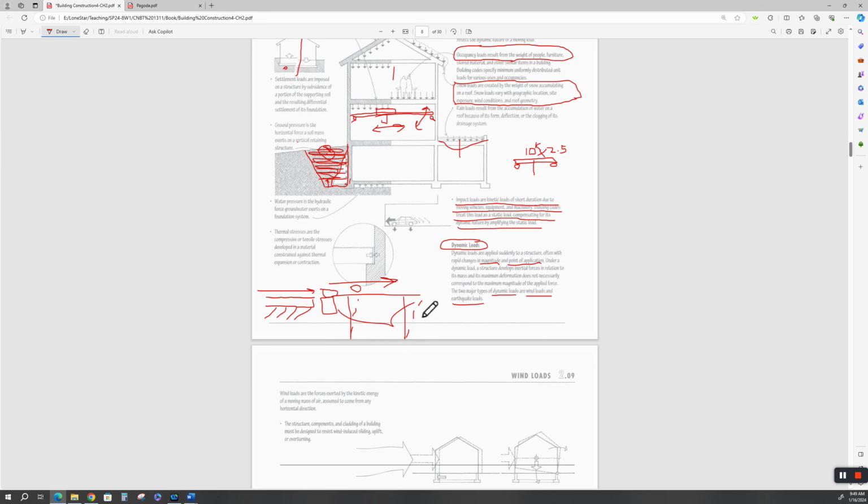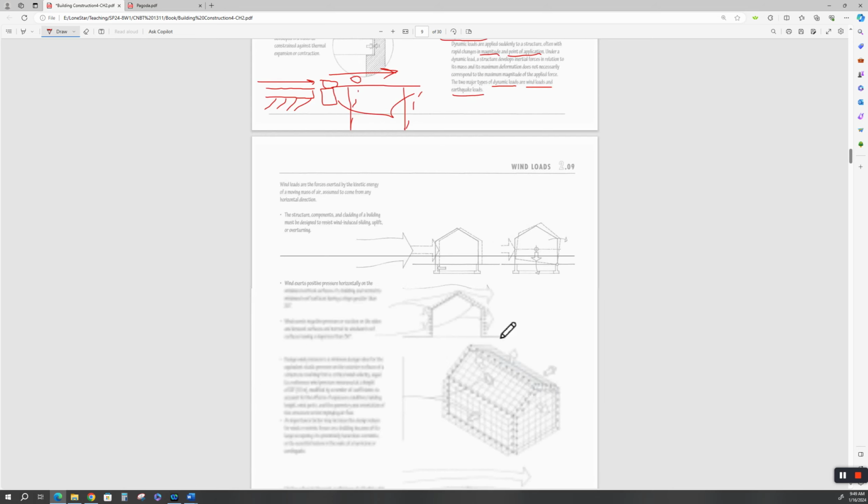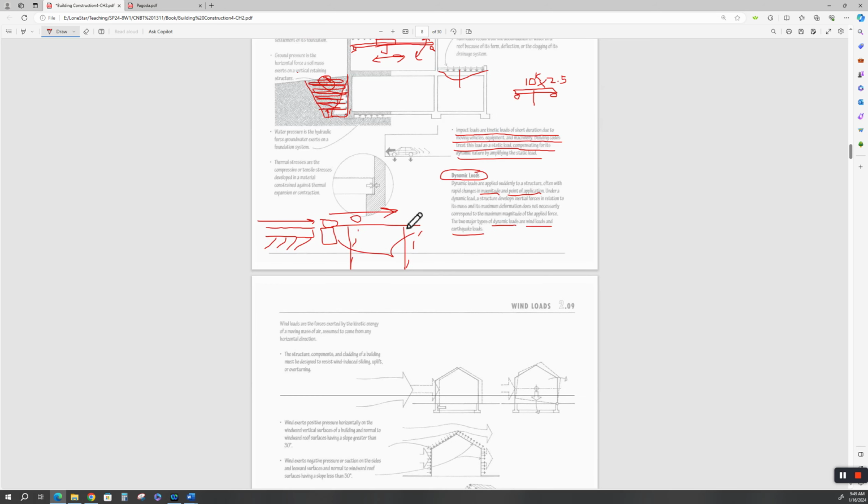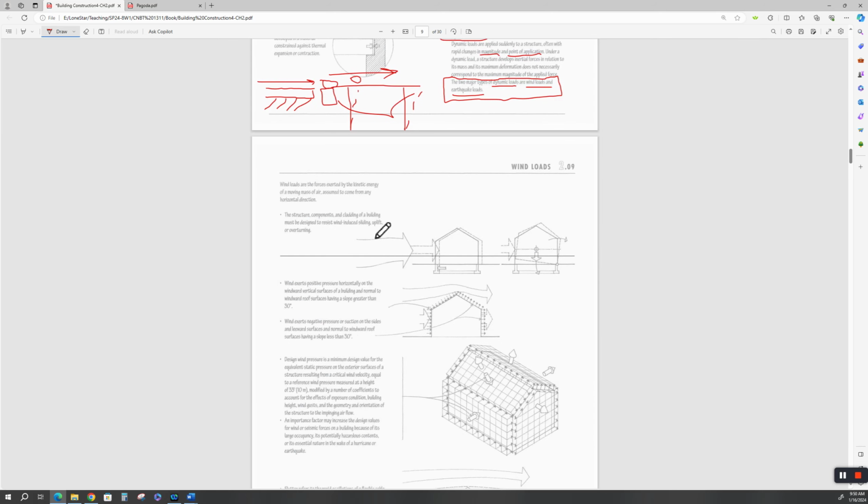All right. Now, what about wind loads and earthquakes? What did we just say? The two major types, and that's what Ching says. But there are other types of dynamic loading too. Well, let's just deal with wind loads and earthquake loads, because that's mostly for construction, right? Buildings. Wind loads are the forces exerted by the kinetic energy. That just means it's moving, kinetic. KE is kinetic energy. Oh, I'm going to be a geek again.